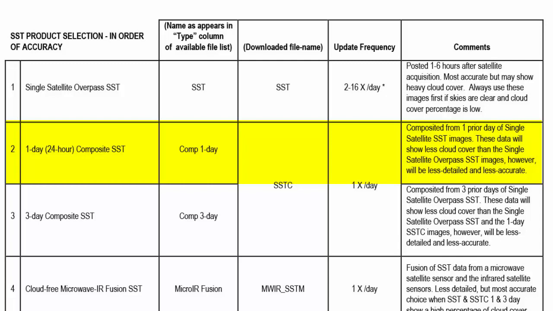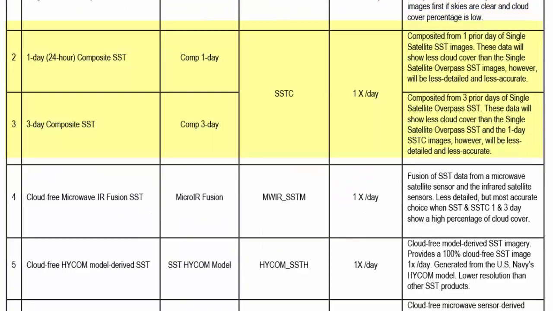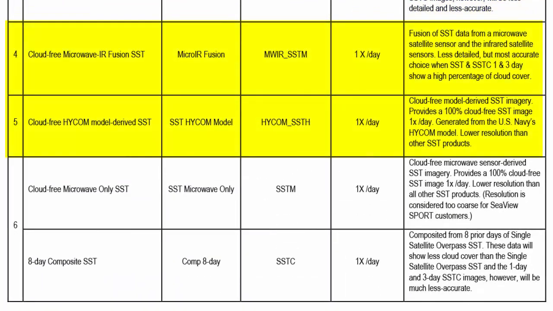It's from the U.S. Navy. They've really ramped up their accuracy and their resolution, so those data are getting better and better as we speak. Next down the list is the 3-day composite. Numbers 4 and 5 are kind of a toss-up between the microwave infrared fusion and the HiCom model cloud-free products. And then the last two are also kind of tied for the least accurate, but they can provide some information during times when it's just super cloudy. But really, the best cloud-free choices are 4 and 5.